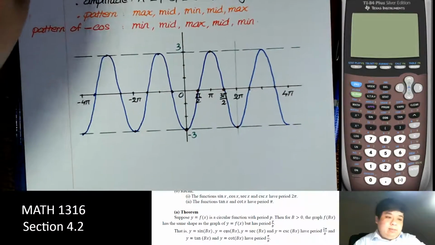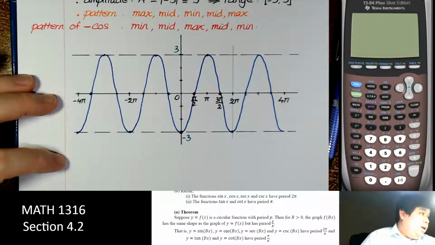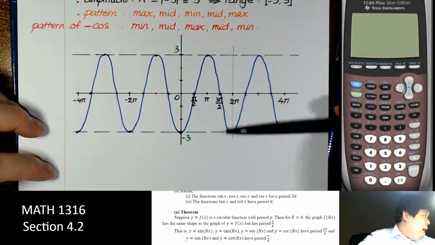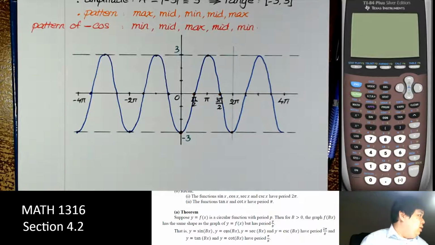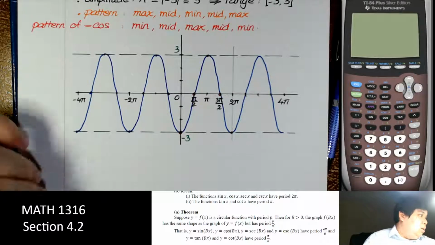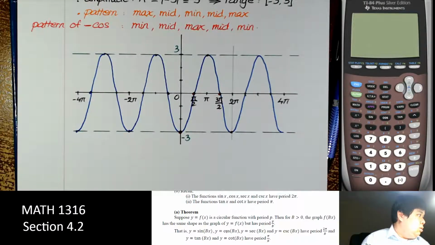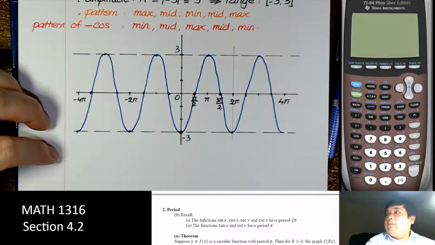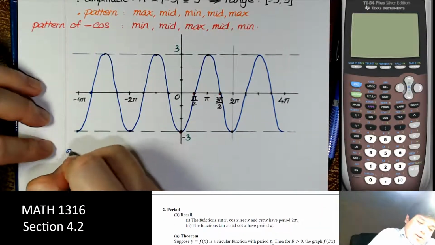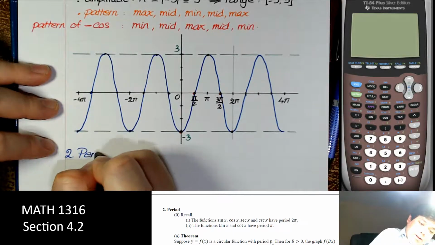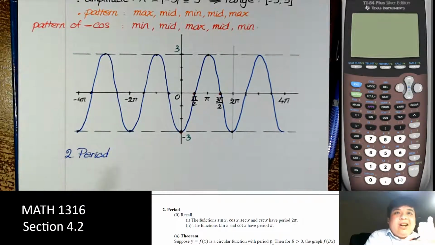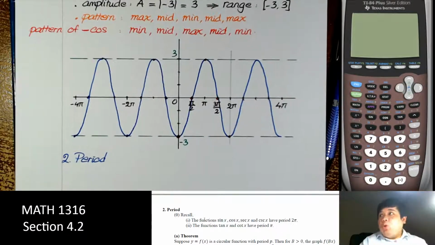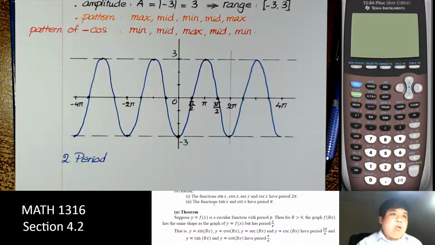Next, we'll just have the graph bounce in between the maximum and minimum. Period. Now in general, sine, cosine, secant, cosecant are 2 pi. Tangent, cotangent are pi. So that's where we start with.